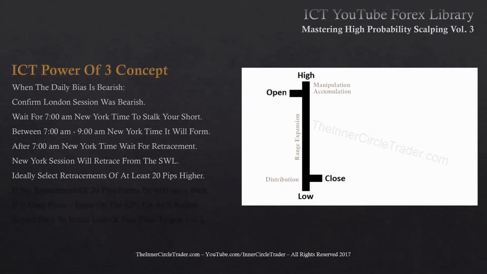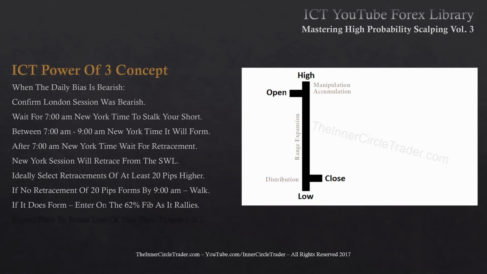Ideally, we're going to be selecting retracements of at least 20 pips or more as it retraces higher. If no retracement of 20 pips forms by 9 a.m., we're going to be cutting bait, or basically walking, and we'll be looking for another opportunity the following day. If it does form, we're looking to enter at the 62% retracement level as it rallies up. Again, important that we want to be selling short as price goes higher.